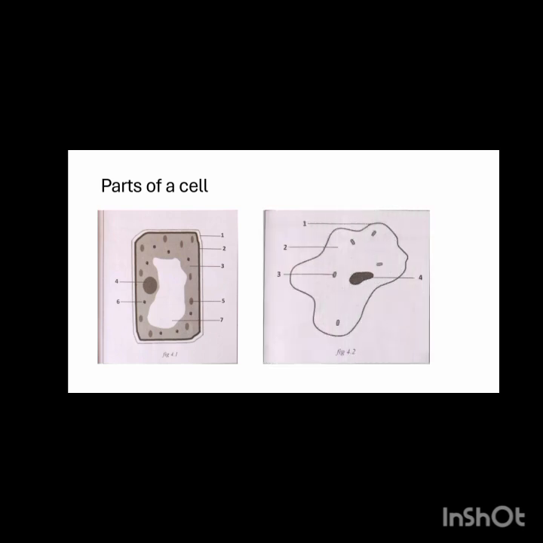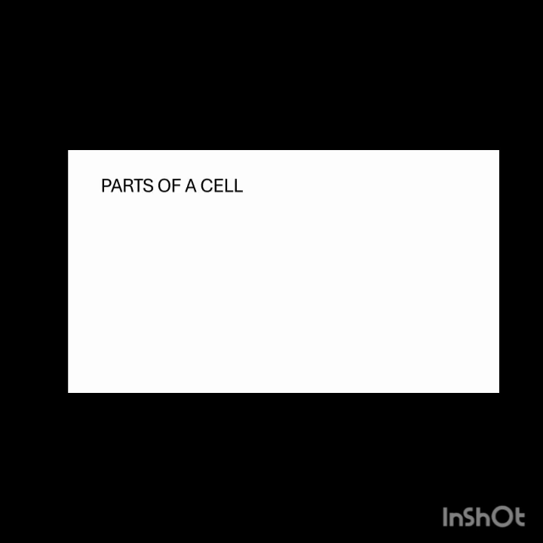Okay, let's have a look at an animal cell. So an animal cell, 1 is the cell membrane, 2 is the cytoplasm, 3 is the mitochondria, and of course 4 is the nucleus. Okay, so now let's look at the functions of each of these cells.